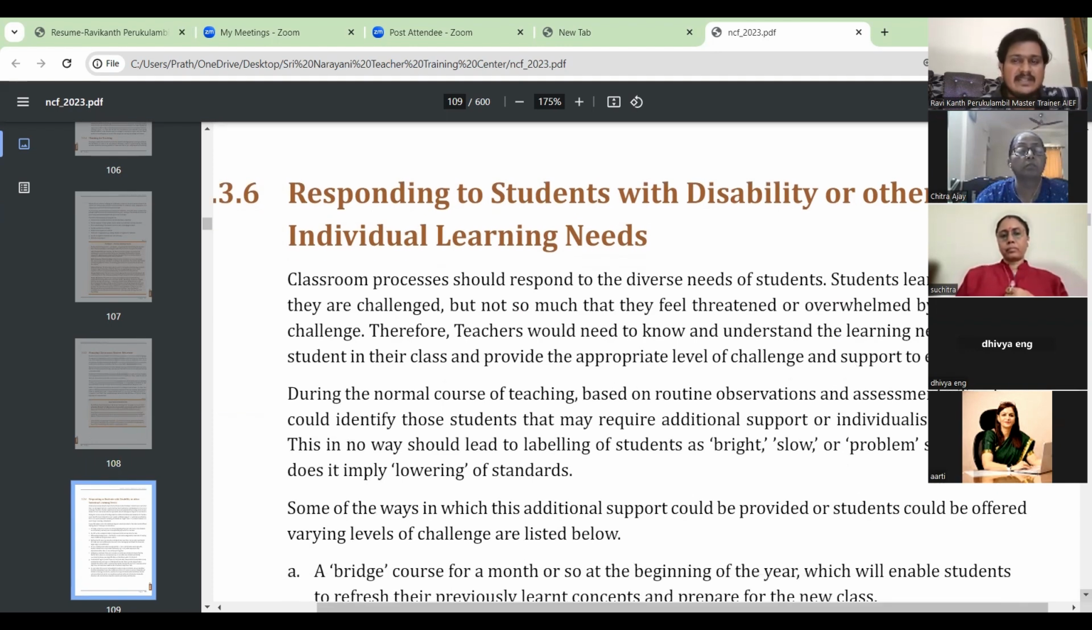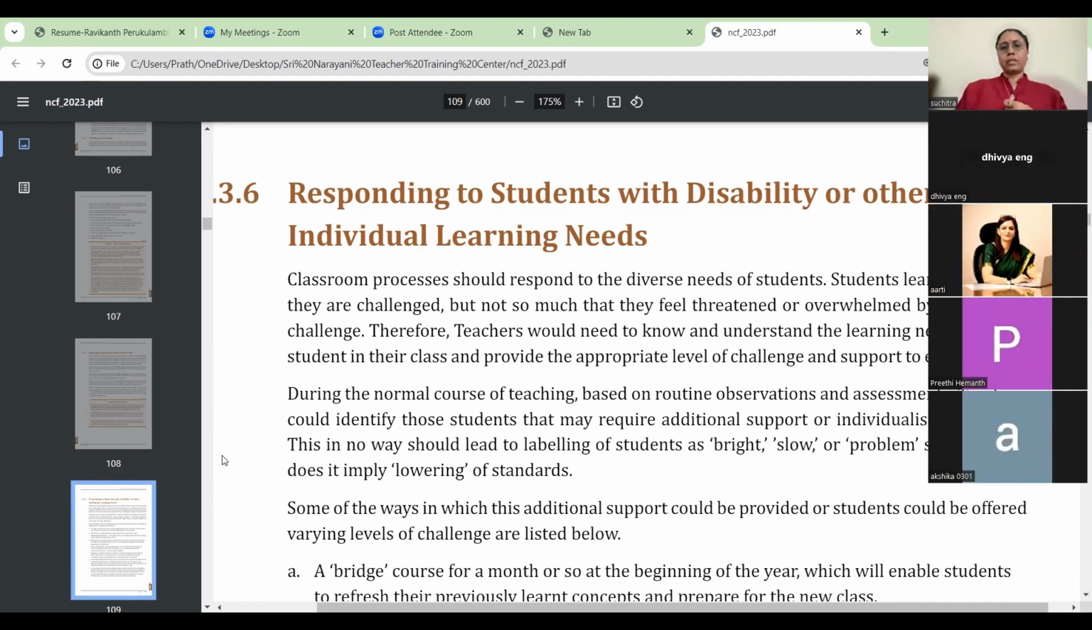Next, responding to students with disability or other individual learning needs. Who else will read? Aarti ma'am? Yes, sir.